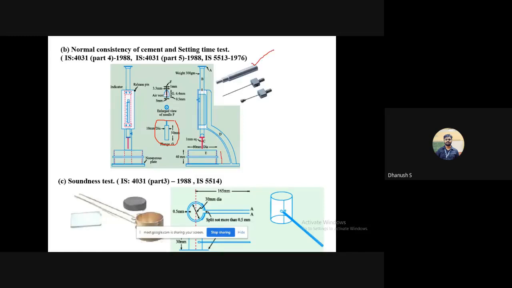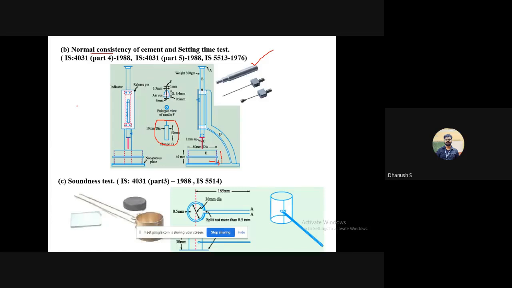When I use this needle and penetrate that cement paste, it should come to rest at a distance of how much from the bottom? 5 to 7 mm from the bottom. Okay, this distance should be between 5 to 7 mm. So that percentage of water at which, when you mix with the cement paste, pour it into this, compact it, place it there, and use this needle, you get a 5 to 7 mm penetration from the bottom. At that percentage of moisture content, it is said to be at standard consistency or normal consistency.